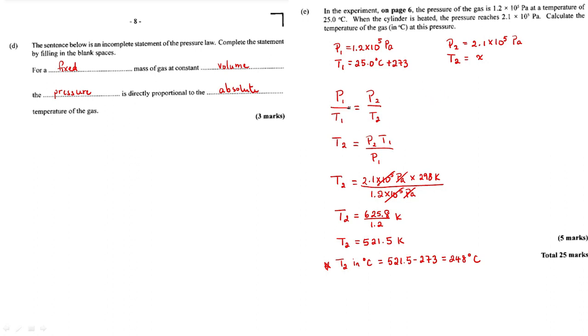So we have to move up T2, move down P1, and then we move up T1. So it's like a bunch of diagonals we're writing there.